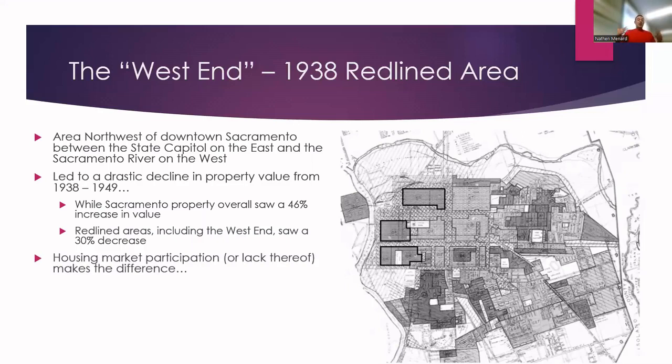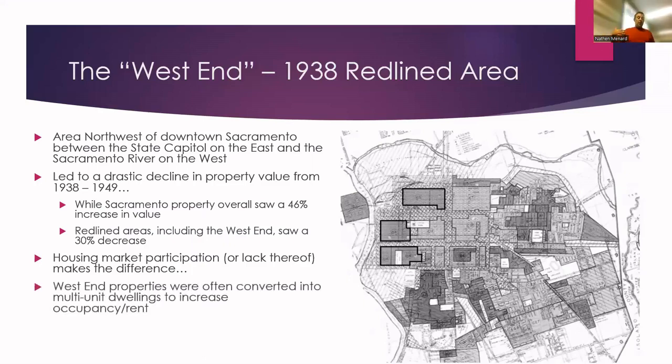Housing market participation, or lack thereof, makes a difference. Whether you can gain access to these neighborhoods or not makes the difference as to whether you're going to get access to this wealth building or not. In other words, racially restrictive covenants decide whether you can participate in the market, whether you even have access to the market. Even if you have the money, you're still restricted from participating in the market.